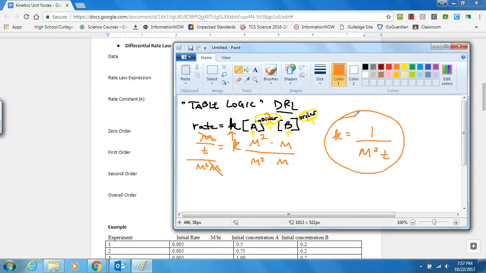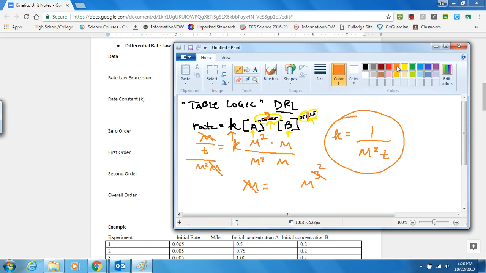Do the units of K change? It depends on the overall order, which you see down here. The overall order is the sum of these orders. So my overall order for this particular one would be 2 plus 1, which is 3. And because there's molarity to the third here, and a molarity over here on the other side of the equal sign, I'm always going to eliminate one of those molarities.